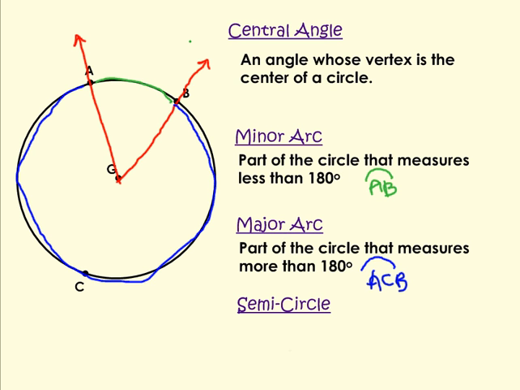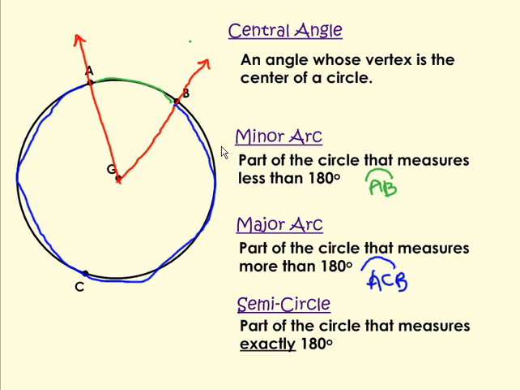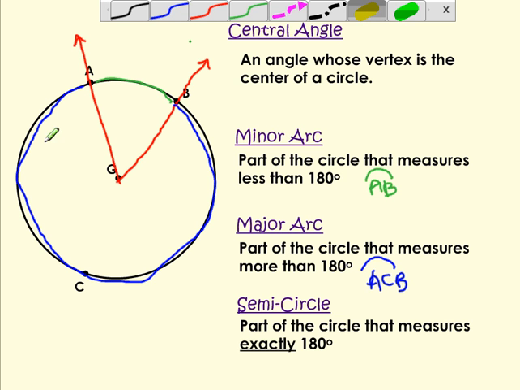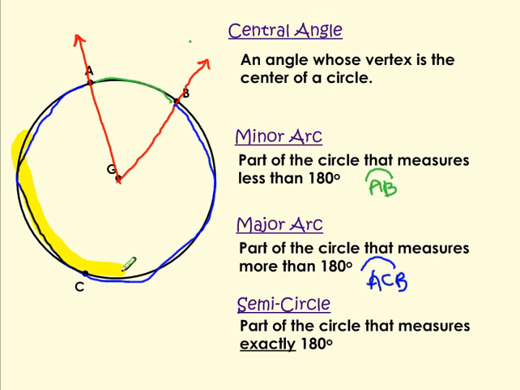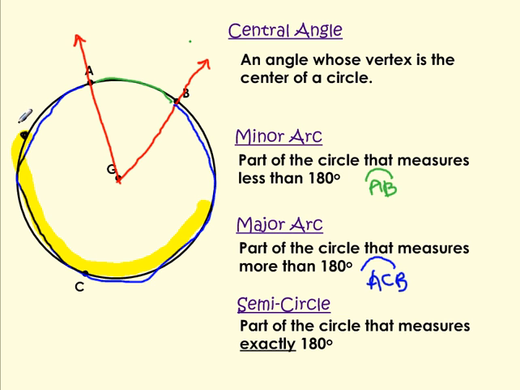And last but not least, we have a semicircle. We talked about arcs that are less than 180 degrees and arcs that are more than 180 degrees. A semicircle is part of a circle that measures exactly 180 degrees, so it will end up being exactly half of the circle. Semicircles also need to be named with 3 points. So I'm going to add in a point H here and a point L. My semicircle will be named HCL.